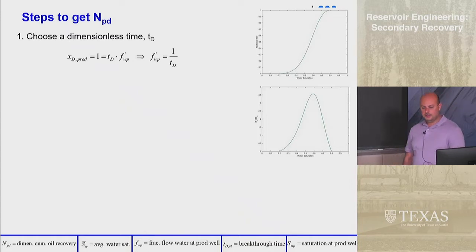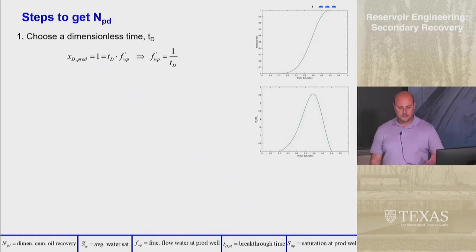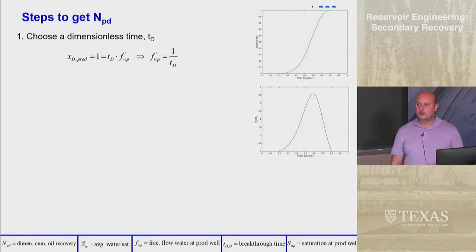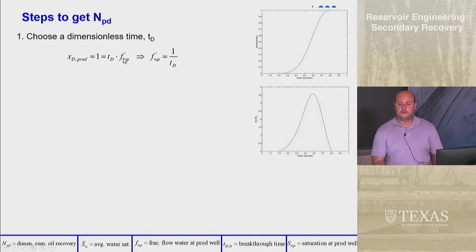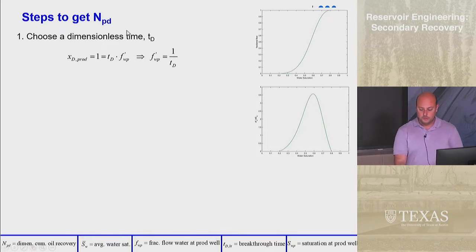So the first step is that you're going to make this plot at different times. You choose a dimensionless time. And at the producer, xD is equal to 1, because xD equal to 0 is the injector, xD equal to 1 is the producer, and then xD is something in between the injector and the producer. By definition, that's the dimensionless time times the derivative of the fractional flow of water at the producer well. So that means that the derivative is 1 over tD. You choose a tD, you invert it, and that gives you the derivative at the producer well.